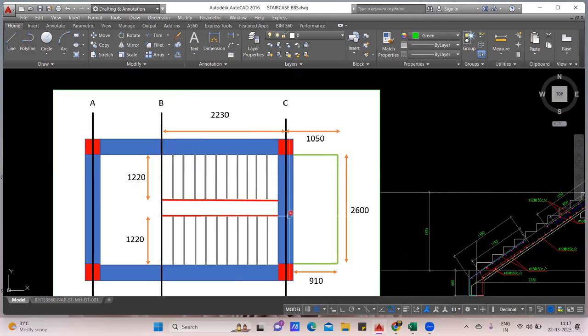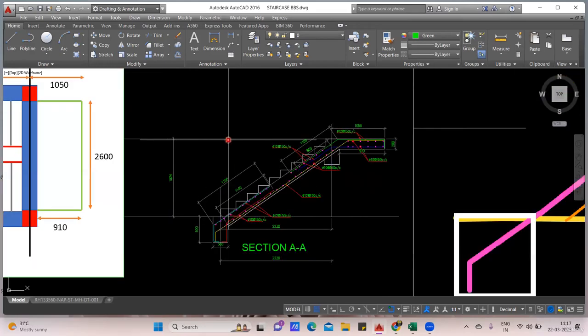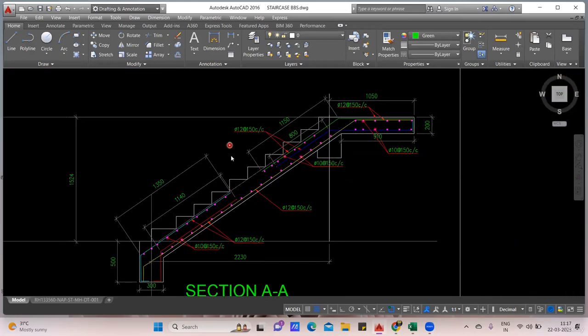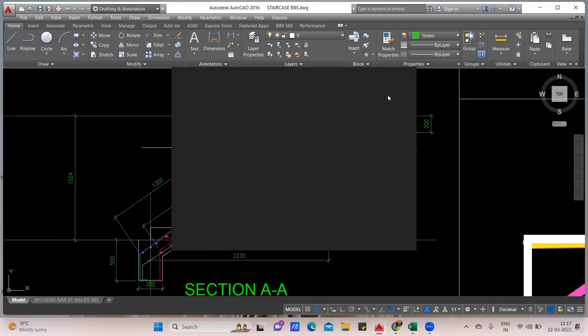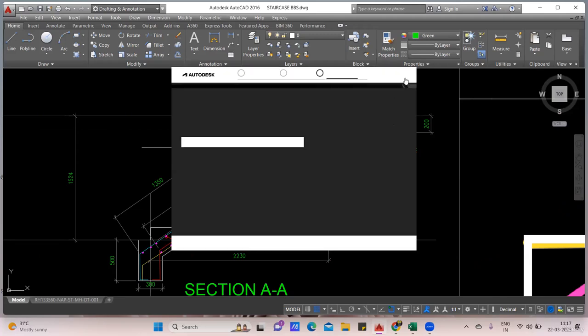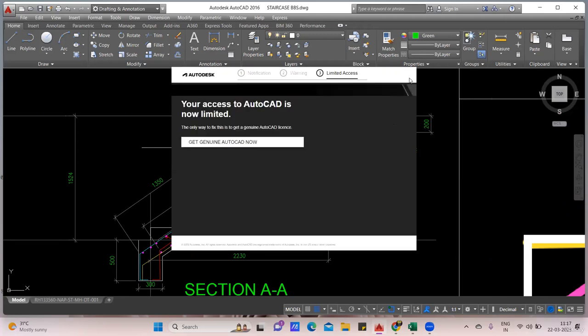That means you will take your stairs from here. This is your flight number 1. From here to here, the distance is 2230, right? And then coming to the other part, that is a cross section part. They have given it here. So there is some mistake in my AutoCAD. Every time this pops up, so just bear with this. Okay.